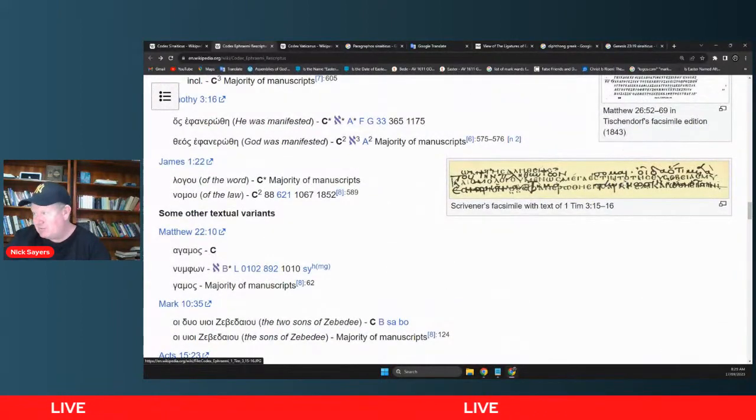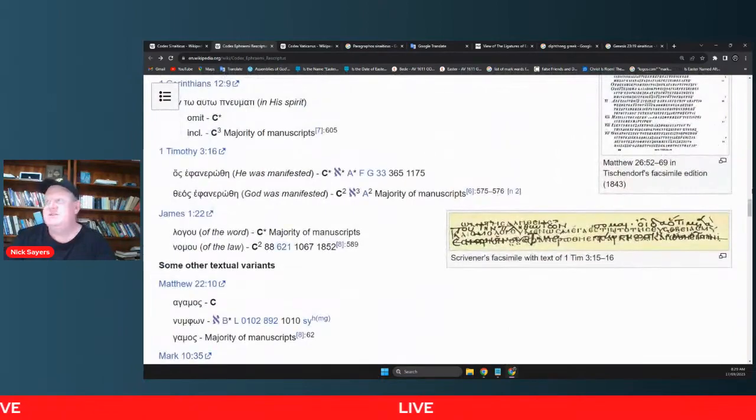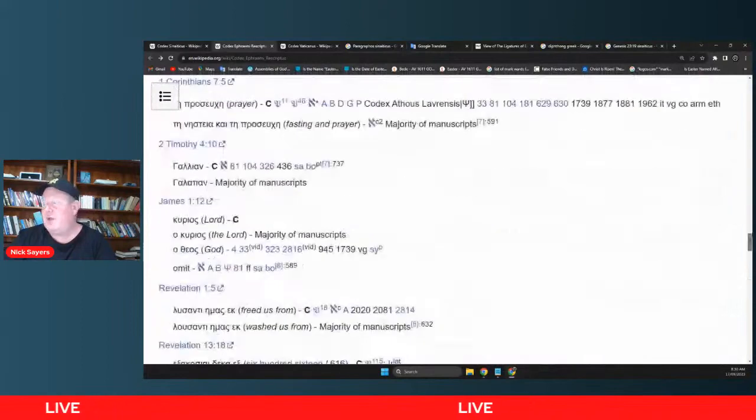So when we look at Codex Rescriptus here, this is in 1 Timothy 3:15 and 16, where it has God was manifest in the flesh. You can see it has the old writings underneath, but then you have the new writing on top. And so that's where they would say mega, great, estin, is, the mystery of, and it should say godliness, God was manifest in the flesh. So I think it's either here or there. Yeah, so I won't get right into that. So that's Ephraemi Rescriptus.